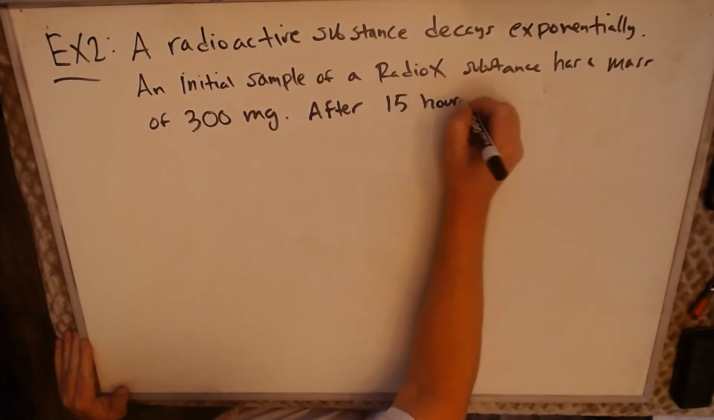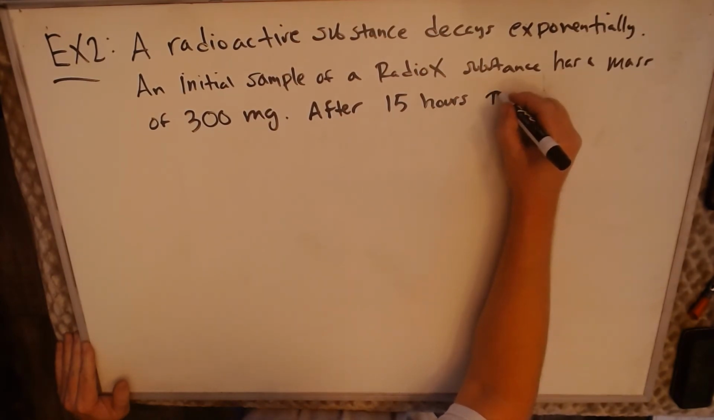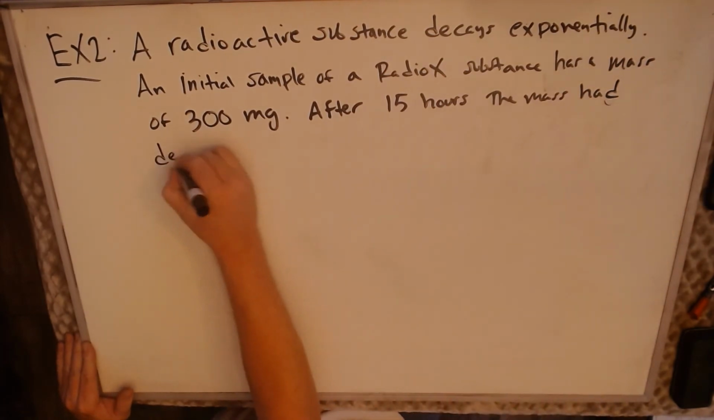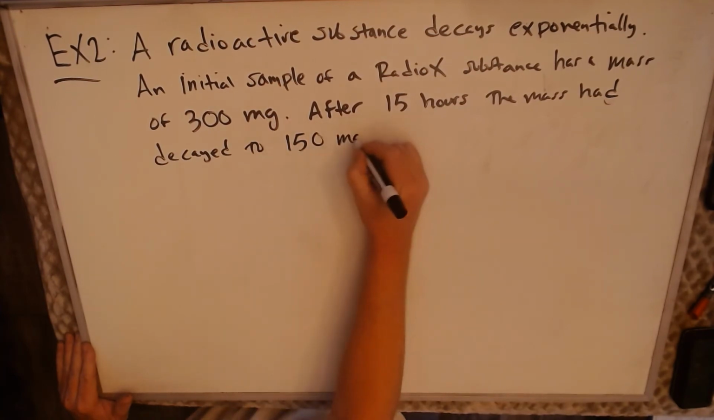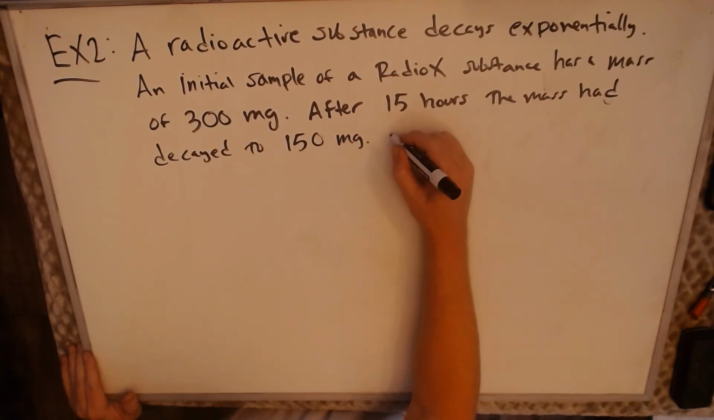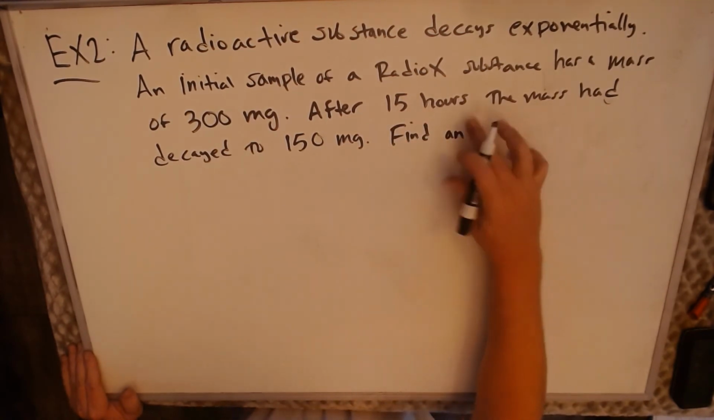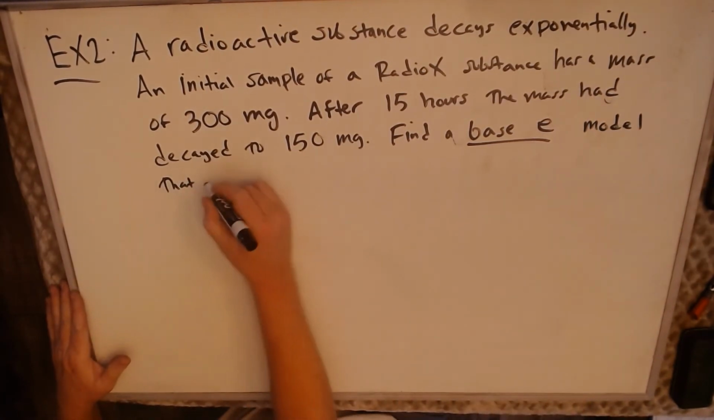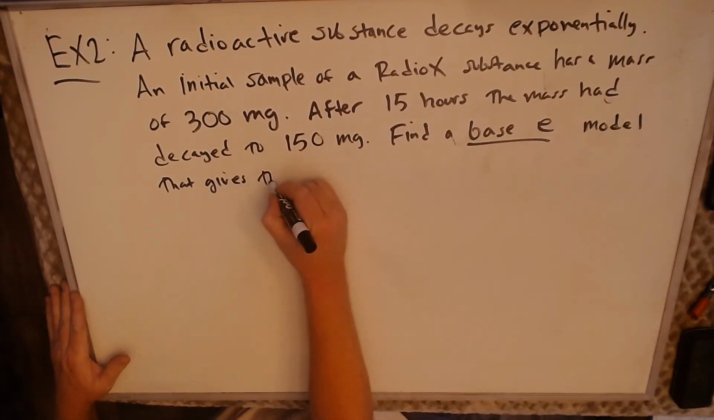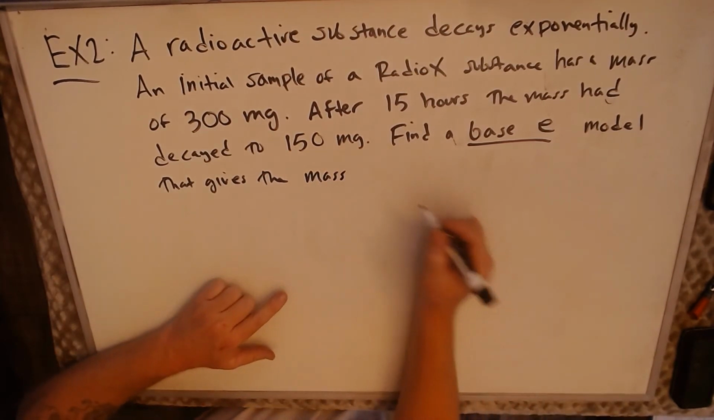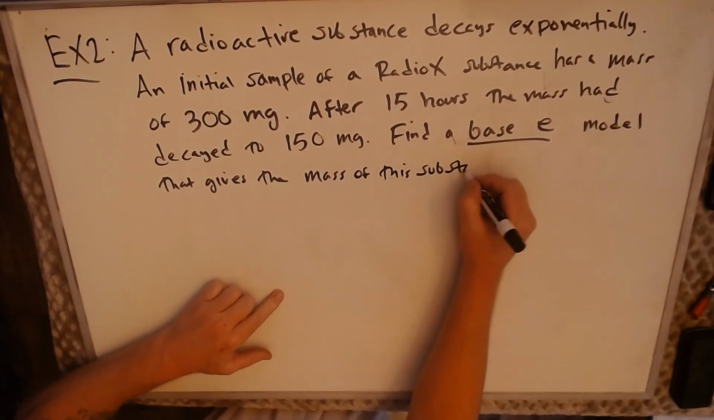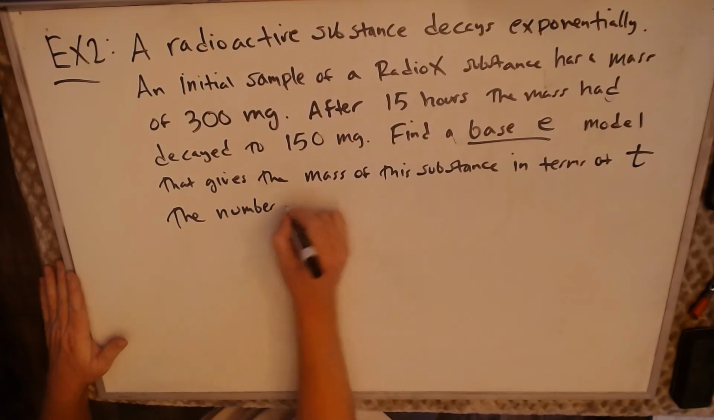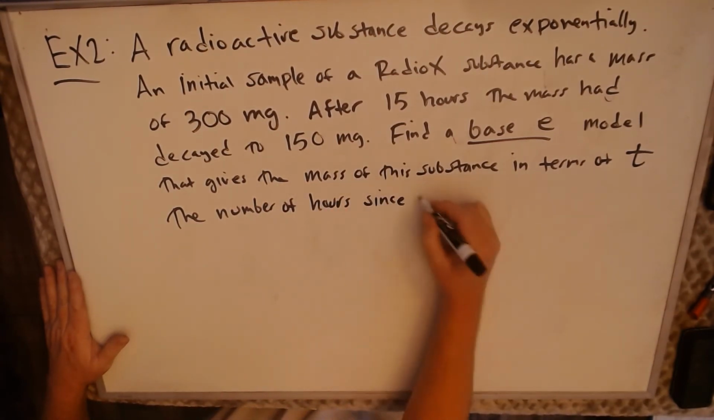After 15 hours, the mass has decayed to 150 milligrams. Find a base E model that gives the mass of the substance in terms of t, the number of hours since this experiment began.